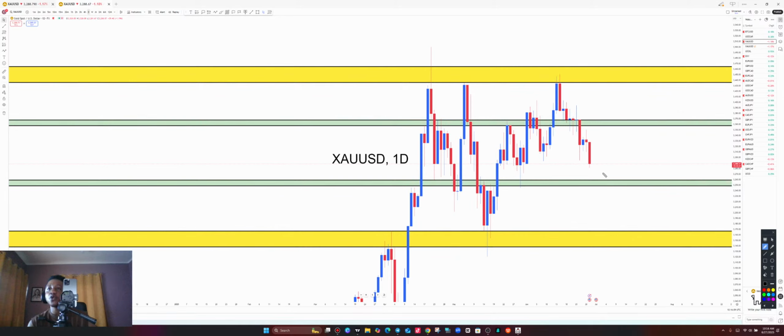Instead, sellers took over and broke below. So sellers were able to break below what? The previous higher low here to the downside, meaning that what? Sellers are now in control. So if sellers are in control, what are we going to do? We are going to take entries to the downside on gold.